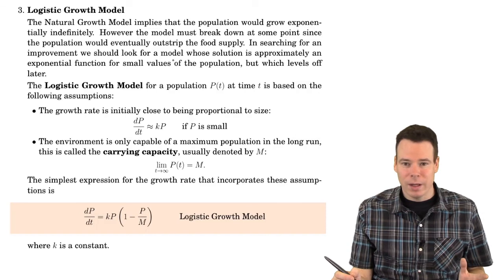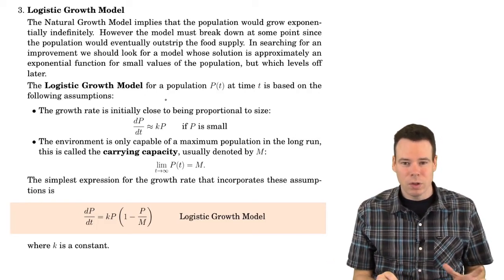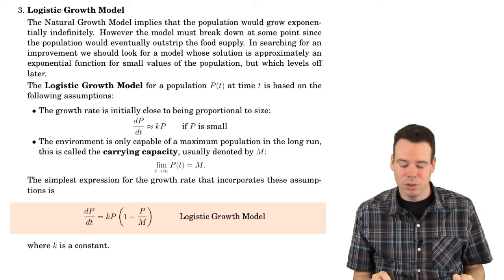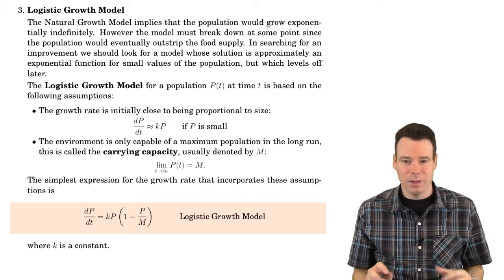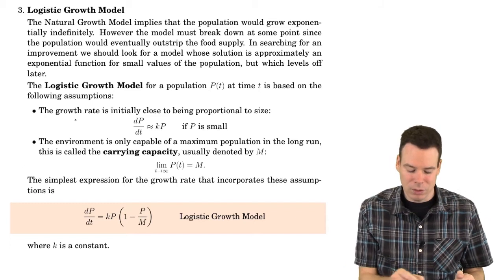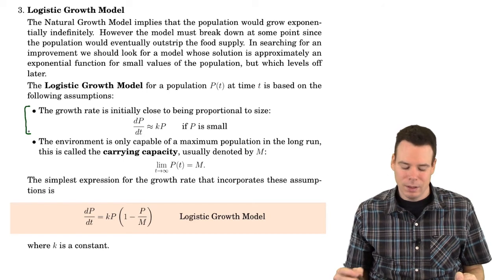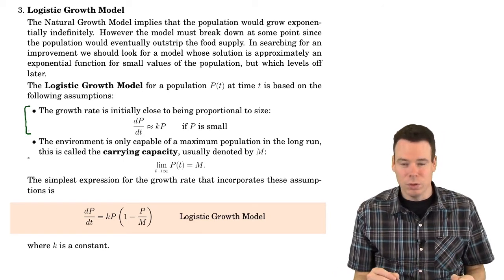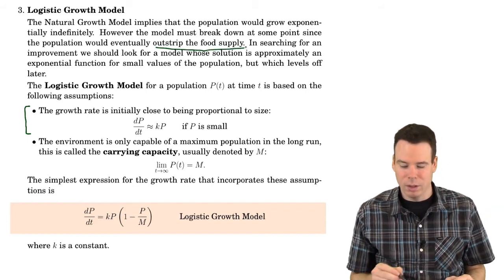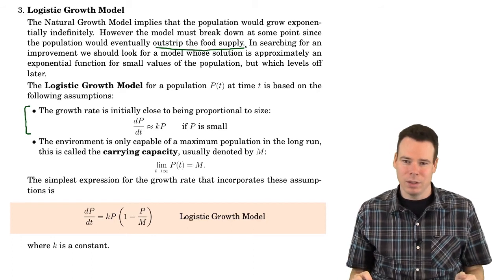Now, how do we incorporate that into a model? Well, the logistic growth model is this way of incorporating those two ideas. One is that the growth rate should be initially close to being proportional to its size. So at the very start, when you've got a small population, it should grow roughly proportional to its size. This is the natural growth model part. But this can't continue forever. And again, this is due to limiting resources. So, for example, we could outstrip the food supply. So at some point, the population ceases to grow exponentially.